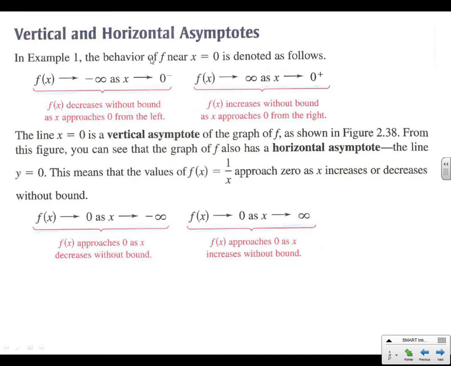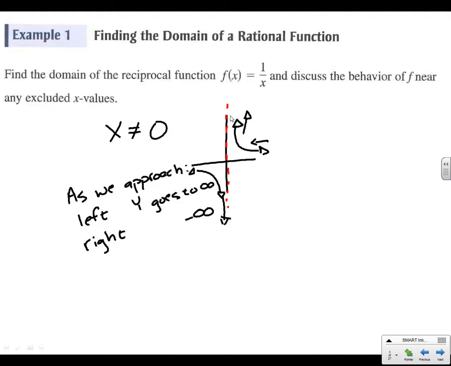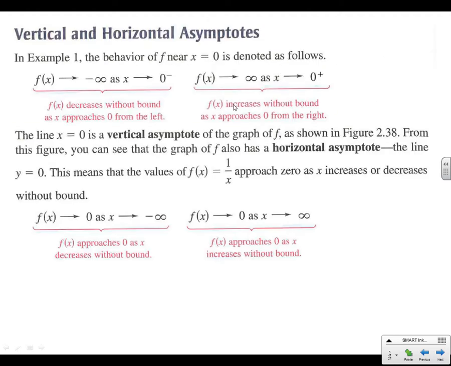All right? So the way we're going to do that is, let me skip a slide here. In example 1, the behavior of f near x equals 0 is denoted as follows. As x approaches 0 from the left, f of x approaches negative infinity. Right? It's moving right, but from the negative side, from the left. And so another fancier way of saying approaches negative infinity is decreases without bound. Okay? And on this one, increases without bound as we come up here from the right. Okay? So from the right, we're increasing without bound.